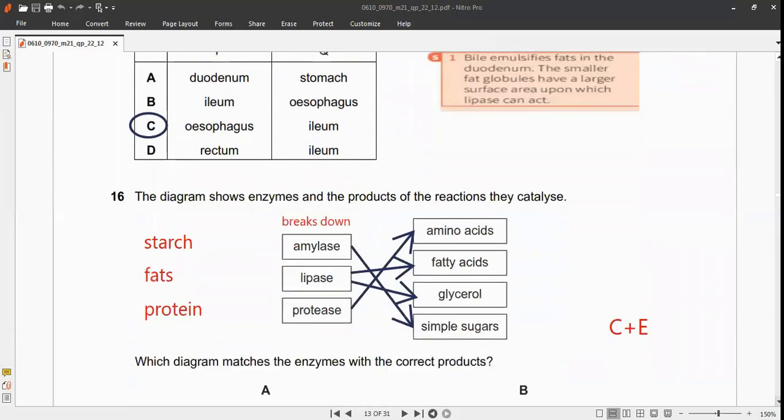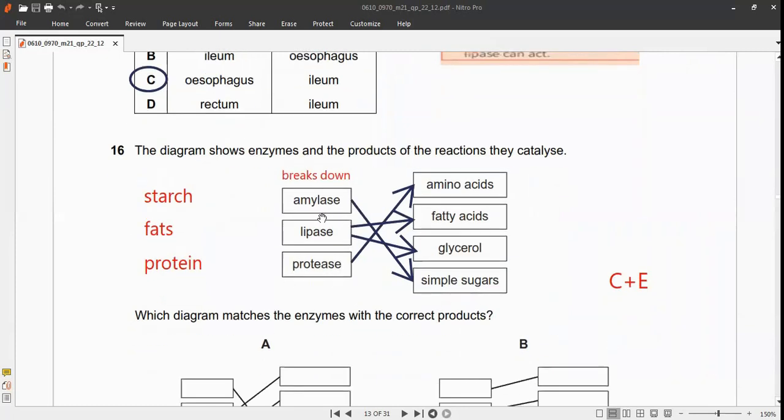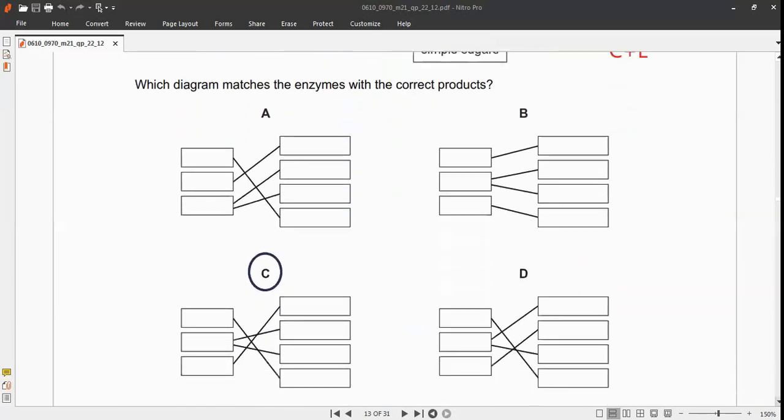The diagram shows enzymes and the products of the reactions they catalyze. Okay. Amylase breaks down starch to simple sugar. Lipase breaks down fats into fatty acids and glycerol. Protease breaks down protein into amino acids. So the correct answer is C.